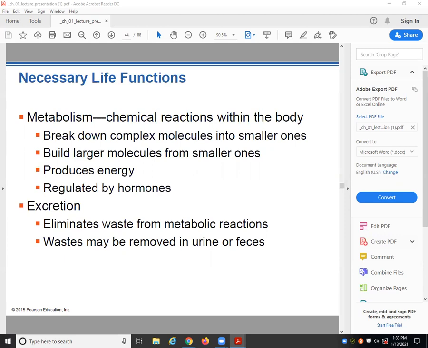Excretion has to do with getting rid of waste from those metabolic reactions. You can remove waste through your urine or in the feces. Okay? But metabolism and excretion.